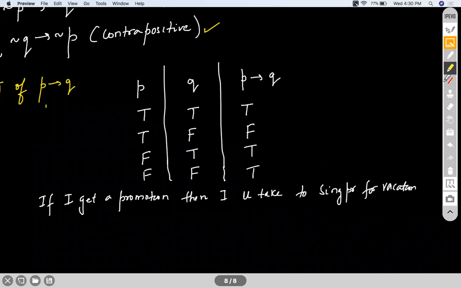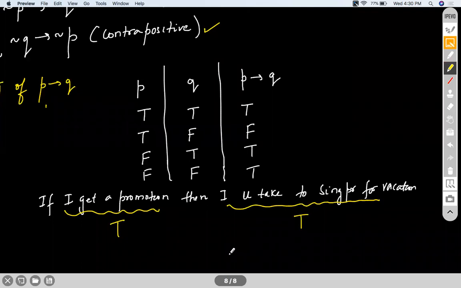Of course, when he keeps up his promise. So let's say he gets a promotion. That is true. He takes his wife to Singapore. That is also true. Is he a good husband? Yes. If it is a good husband, write a true there.